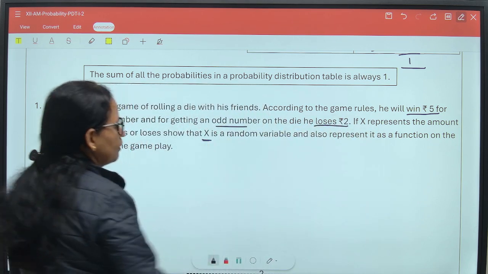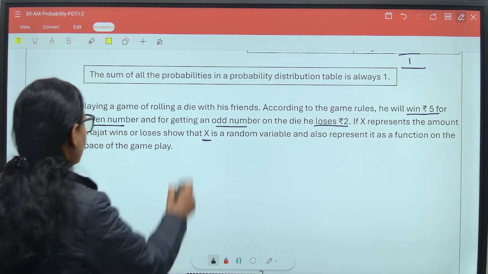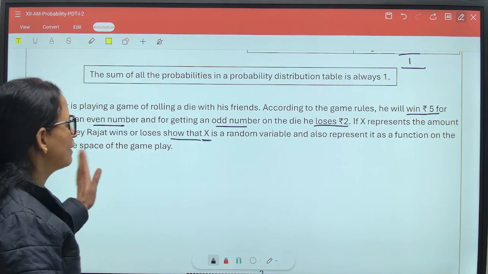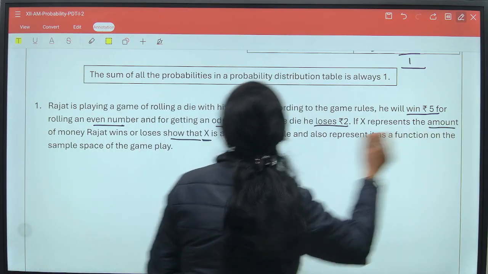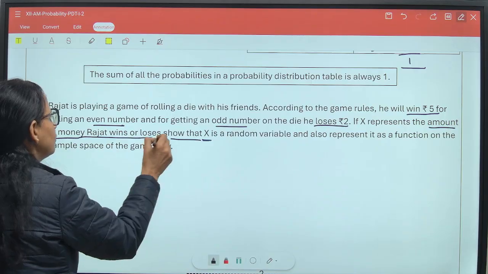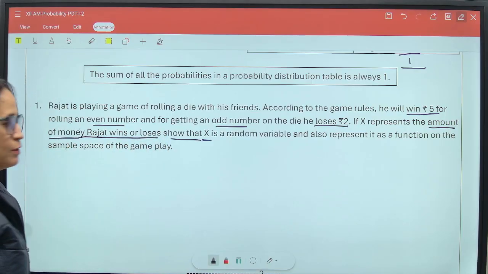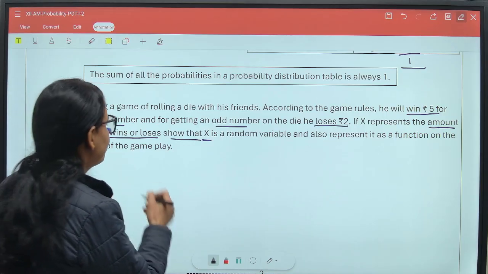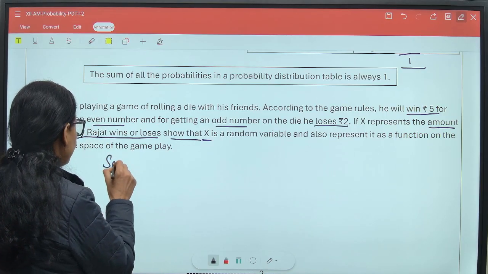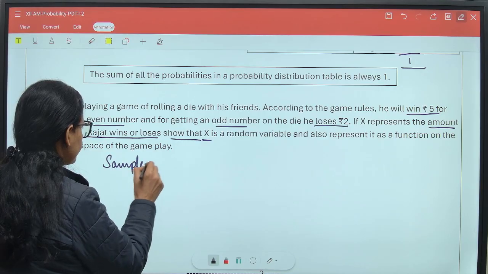x is a random variable. First thing is that you need to show that x is a random variable. It represents the amount of money he either wins or loses. So what are the possible values of the sample space? Let's first look at the sample space. What is the sample space here?